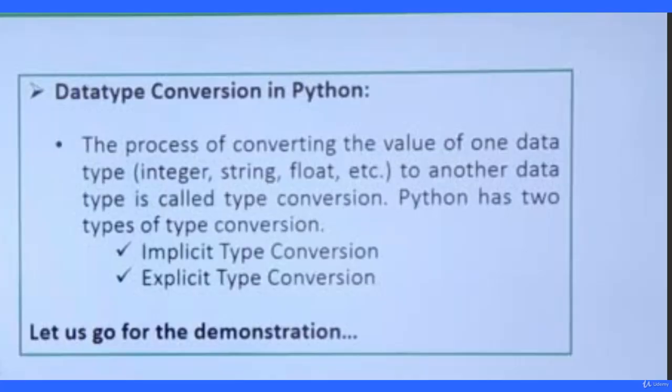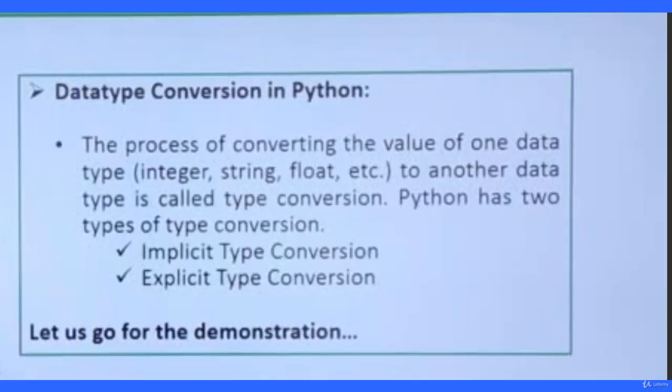Python has two types of type conversion techniques: one is implicit type conversion and the other is explicit type conversion. So two types of conversions are possible in Python. To have a better idea, let us go for a demonstration where we will discuss all these concepts by writing the code in Python.